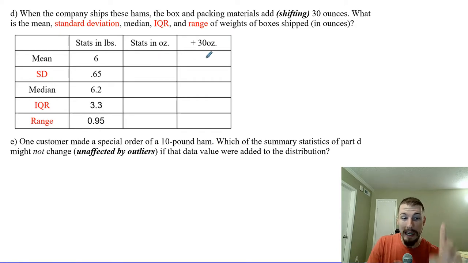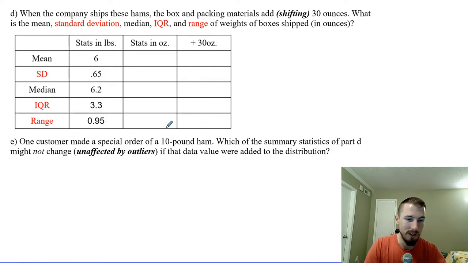But be careful, because the statistics that measure spread, such as standard deviation, interquartile range, and range, are not going to be changed when we shift everything over. So the mean is going to be changing, but the standard deviation, interquartile range, and range are going to shift with it, so they're not going to be impacted. So you're going to keep the same stats in ounces for these. You're not going to add 30 for the red ones here. You will add it to the mean and to the median, but not to the ones that measure spread.